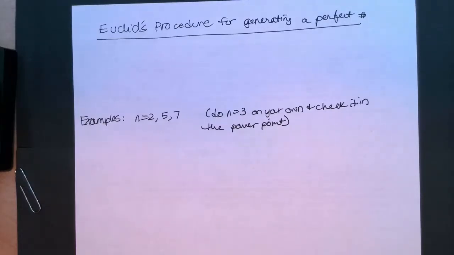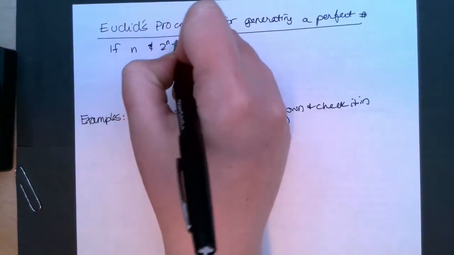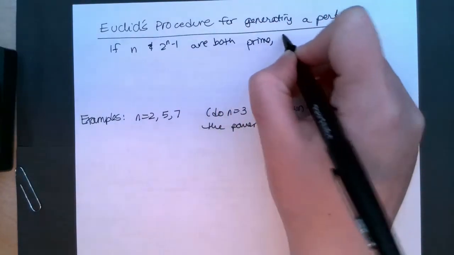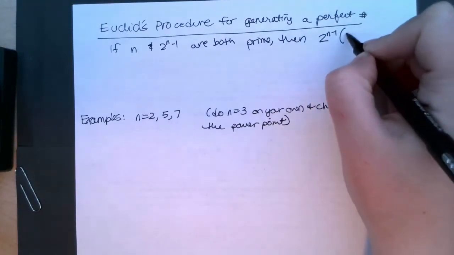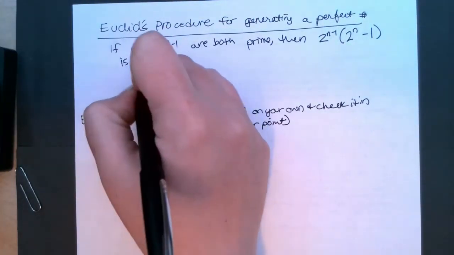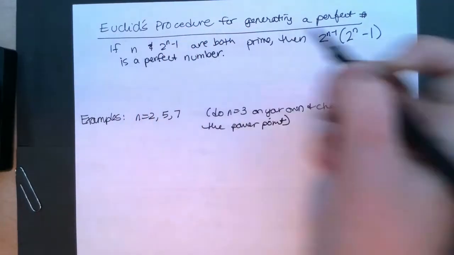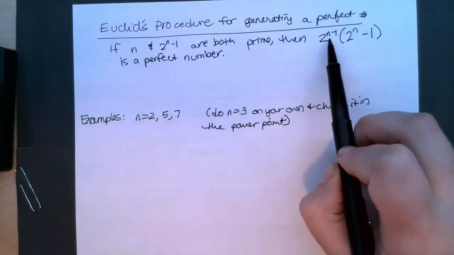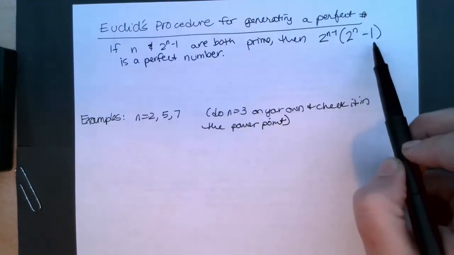So Euclid's procedure is that if n and 2 to the n minus 1 are both prime, then 2 to the n minus 1 times 2 to the n minus 1 is a perfect number. Note here, in this first part of our product, the n minus 1, that whole thing's in the exponent, and then in the second one it's just n and the minus 1's outside after we take the exponent.